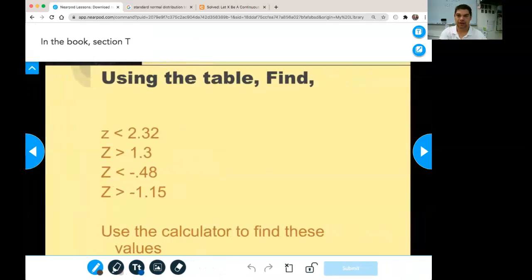All right. So we didn't do much with using the table, but this is section T in the textbook, or if you want to Google standard normal table, using the table, calculate these values. And notice some are greater than, some are less than. So I'm going to write the notation down on the computer, but see if you can use the table to find all of these values.